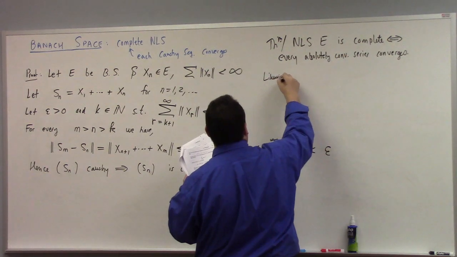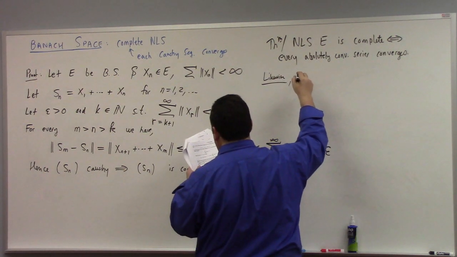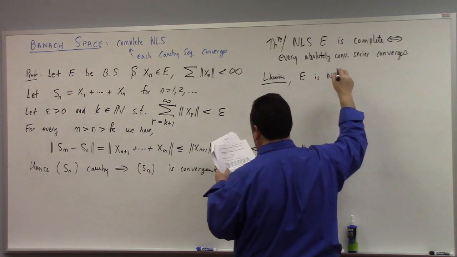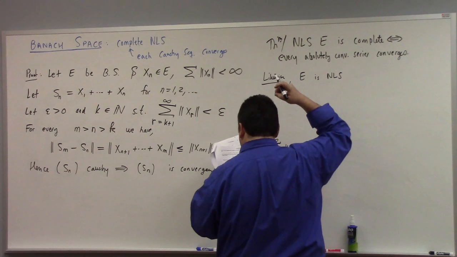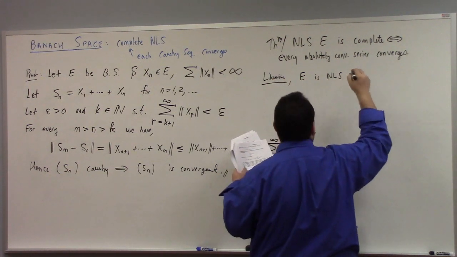Likewise, E is a normed linear space in which every absolutely convergent series converges.